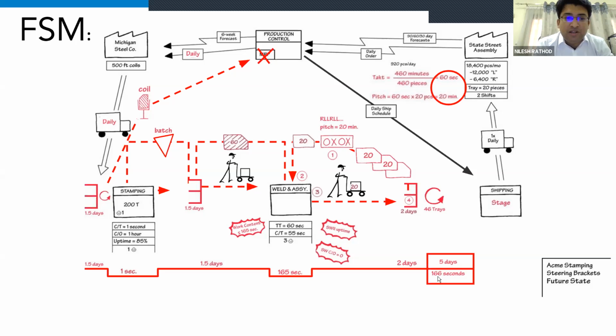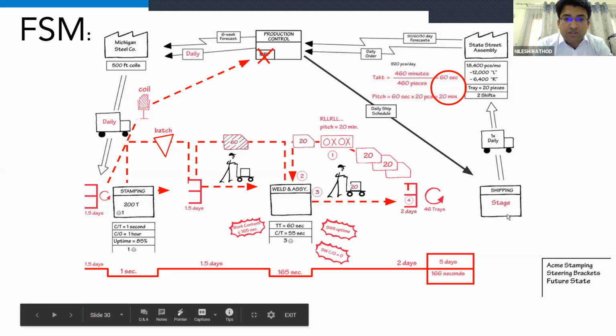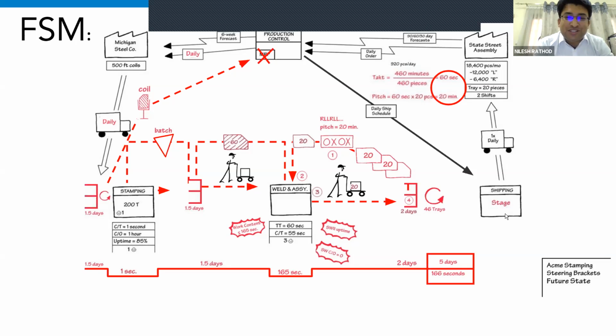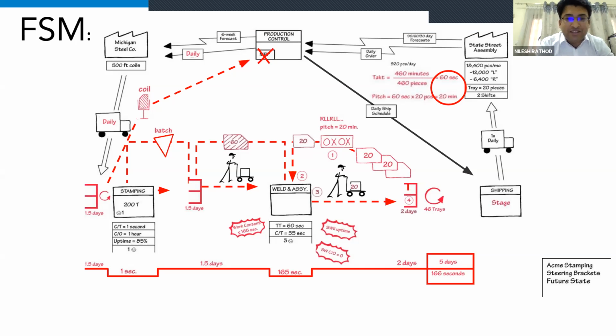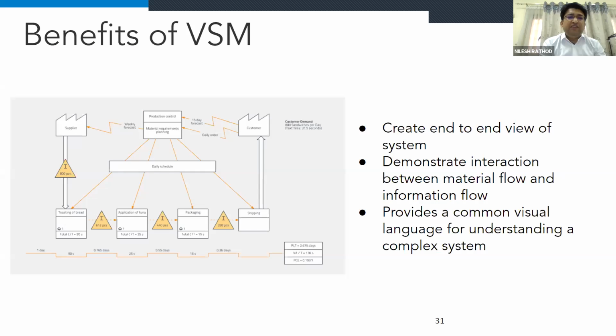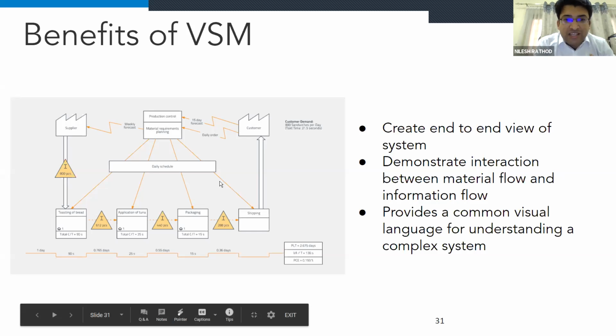That is unbelievable. And this is my future state, where I have improved my processes, reduced my inventory, optimized my number of processes, and optimized the number of people, everything. So this way you can draw the future state and you can enjoy the journey of continuous improvement in the plant. Now, what are the benefits of value stream mapping in a nutshell? It creates an end-to-end view of a system. So sitting and understanding the bottleneck, how you can satisfy your customer. So this is the end-to-end map.